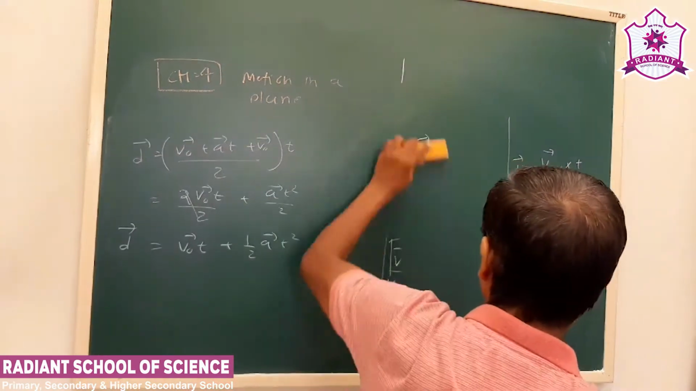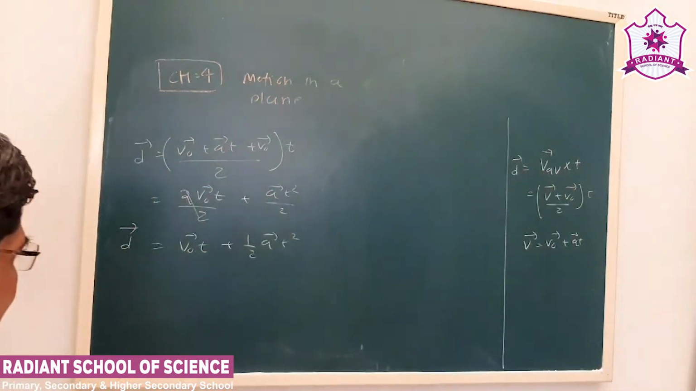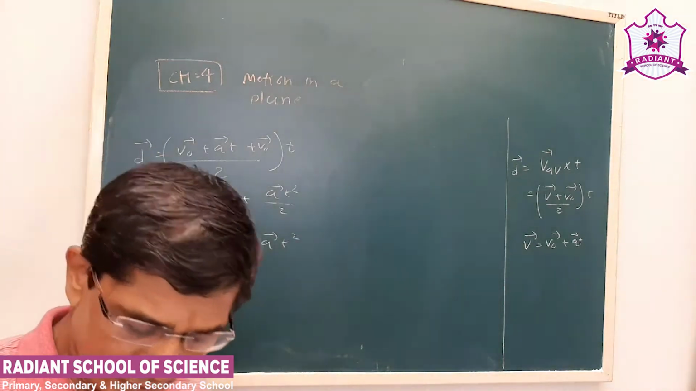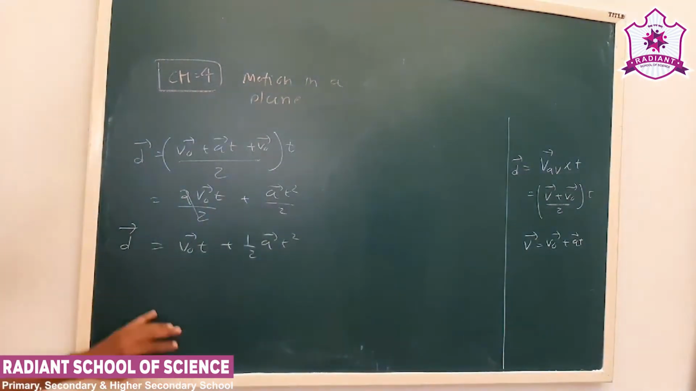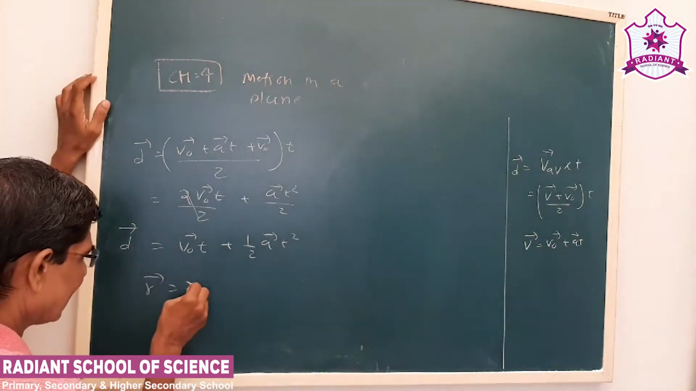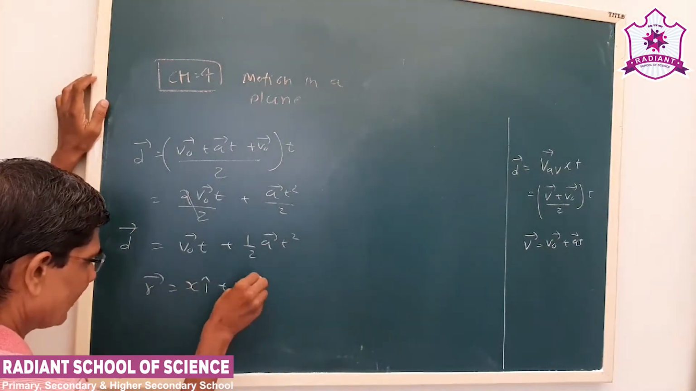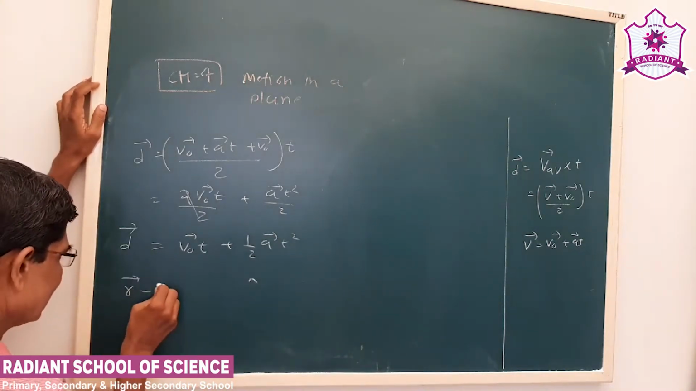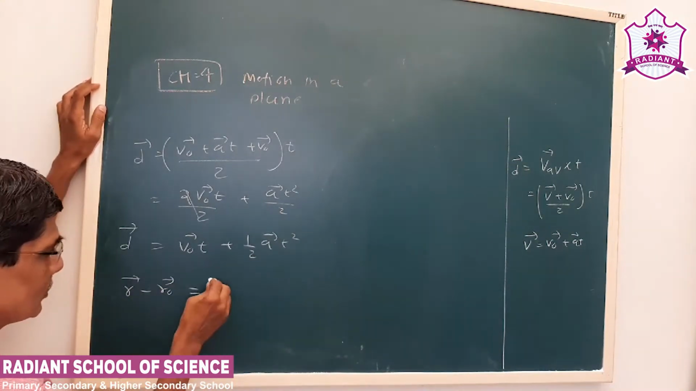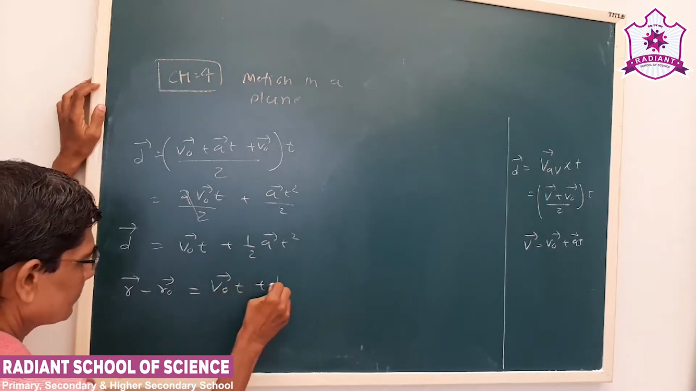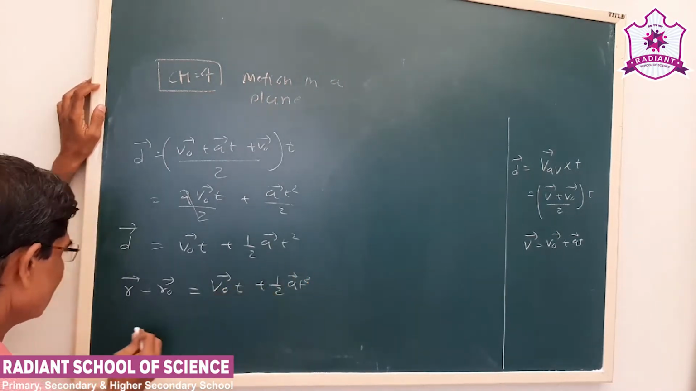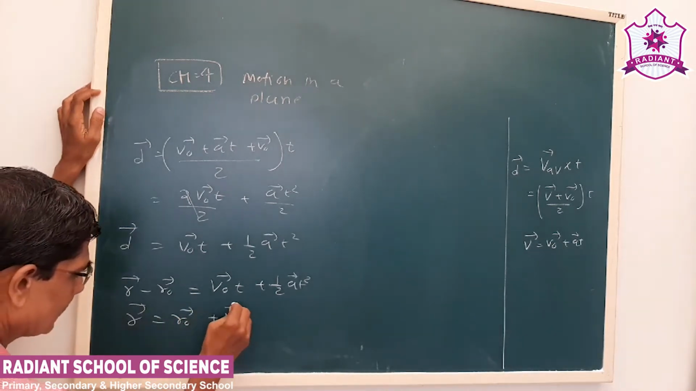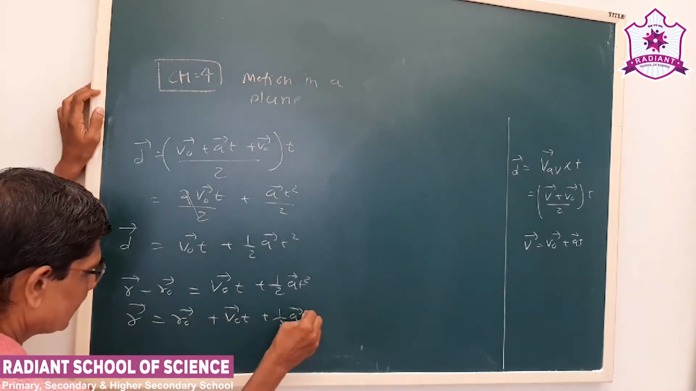Now displacement is a vector quantity, so it will have components, just as we used to write r is equal to xi plus yj. Displacement here is r minus r0 is equal to v0 t plus 1 by 2 at square. Now r is the final position, r0 is the initial position.